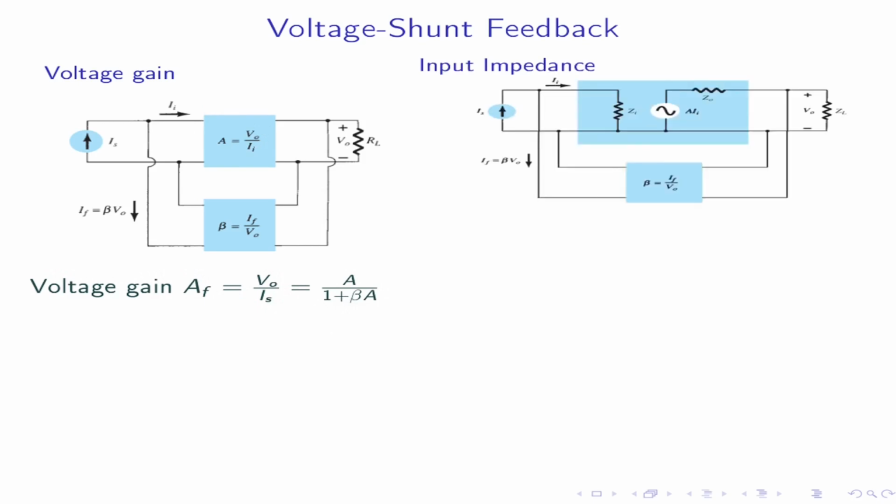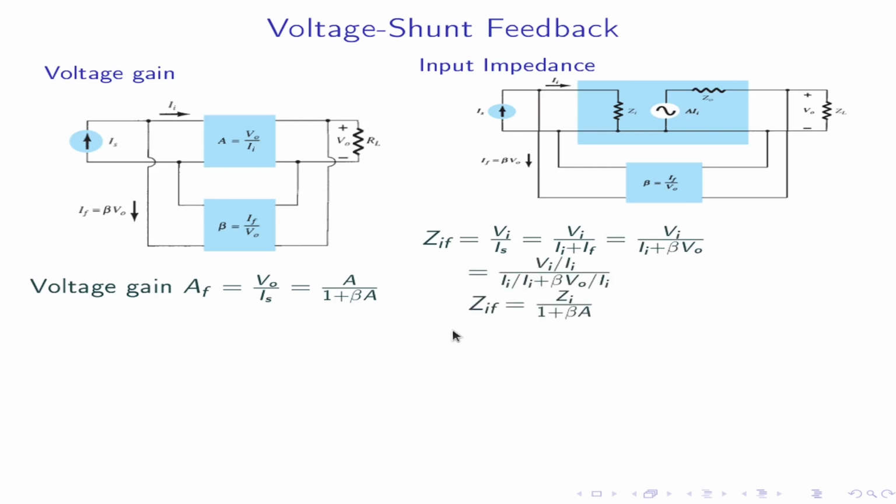Input impedance. This is a circuit diagram. Is is the signal current, Ii is the input current, If is the feedback current, and beta is If by Vo, the feedback fraction. Therefore, Zif is equal to Vi by Is, that is equal to Vi by Ii plus If, that is equal to Vi by Ii plus beta Vo. Multiplying and dividing by Ii, we have Zif is equal to Zi by 1 plus beta A. Thus, input impedance with feedback is reduced by a factor of 1 plus beta A in voltage shunt feedback.